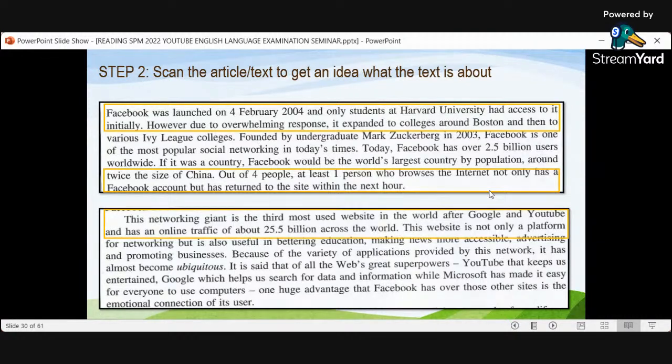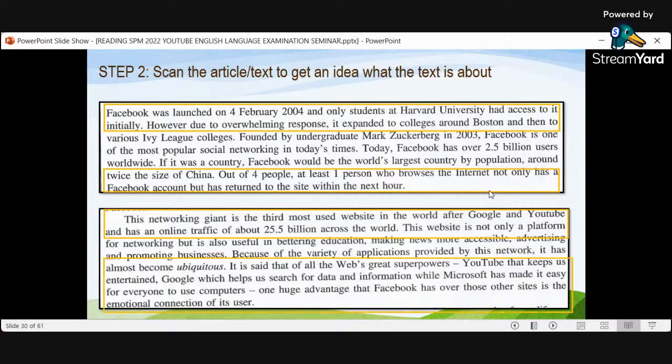And then the second paragraph, I have this network giant is the 3rd most used website in the world after Google and YouTube, and has an online traffic of about 25.5 billion across the world. The youngsters watching this, the Form 5, will say yes, only the old people will go and use YouTube. The young ones, they don't do that. They go to Instagram and TikTok, I'm sure.